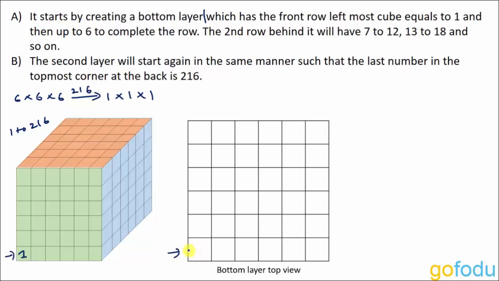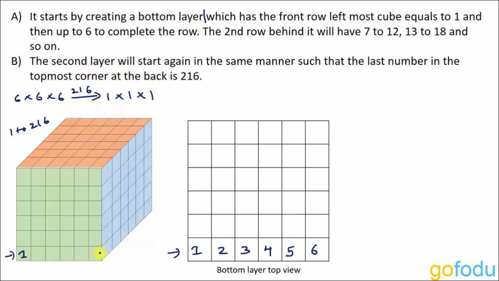And for the top view, the numbering will be 1 for this leftmost cube, and then up to 6 to complete the row. So numbering will be somewhat like this: 1, 2, 3, 4, 5 and 6. Furthermore, it says that the second row behind it will have 7 to 12, 13 to 18 and so on.